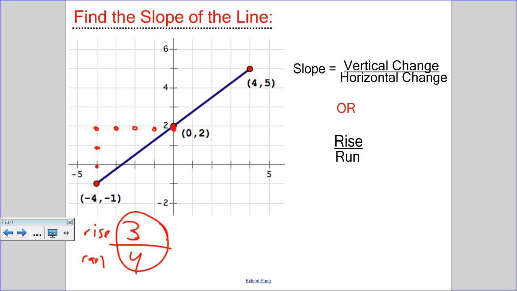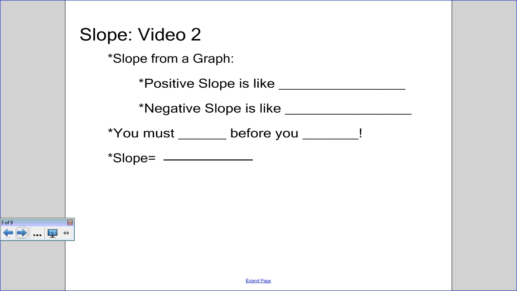We could do that again from point 0, 2 up to 4, 5, counting again 1, 2, 3 points on our rise over 1, 2, 3, 4 points in our run. That is one way to find the slope of a line using a graph.